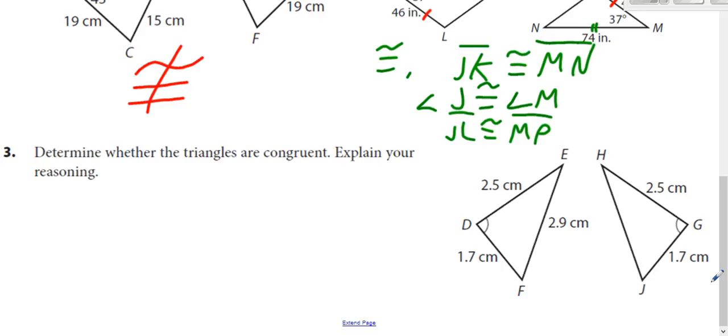So, similar question, determine if they are congruent, explain your reasoning. So we've got a 2.5 side and a 2.5 side, those are congruent. We have a 1.7 side and a 1.7 side, those are congruent. So we have two sides, the angle in between has the marking. This would be a reflection to get them to match up.